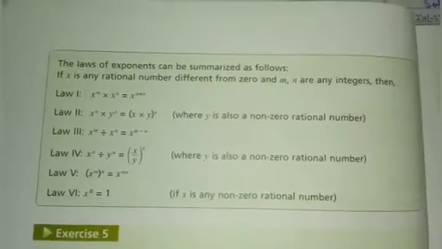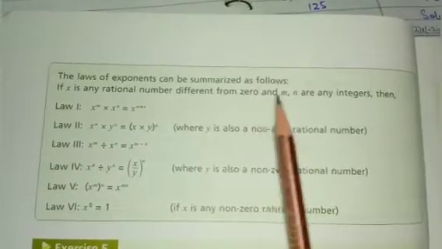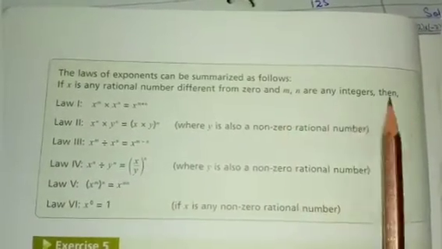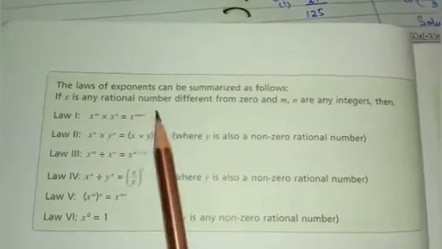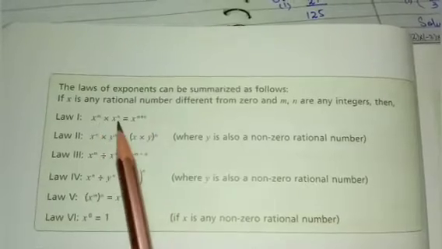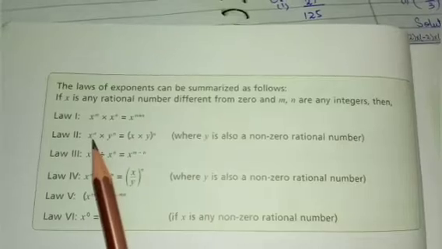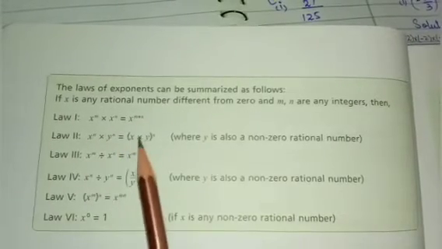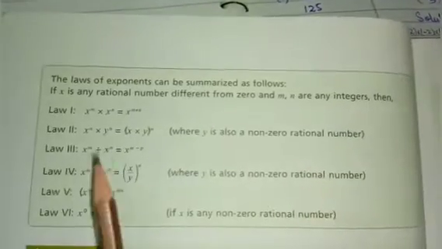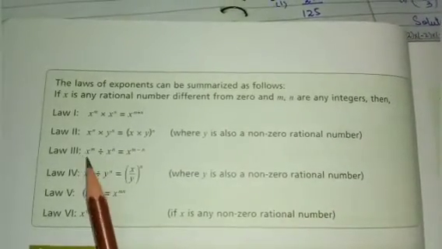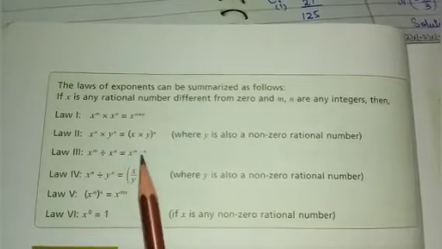Okay, now we have to summarize the laws of exponents. If x is any rational number different from 0 and m, n are any integers, then the first law says that x power m multiplied by x power n, their powers will be added if the multiplication sign is between the same bases. Law number 2: if the bases are different and the powers are the same, then x multiplied by y whole power, where y is also a non-zero rational number. Law number 3: if the bases are the same and there is a division sign between them and the powers are different, then we have to subtract the powers.